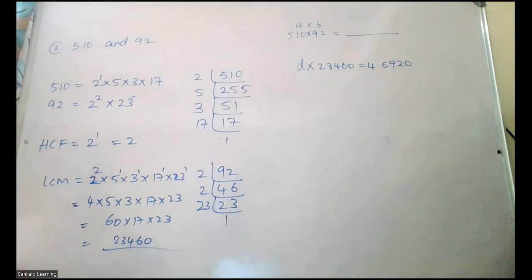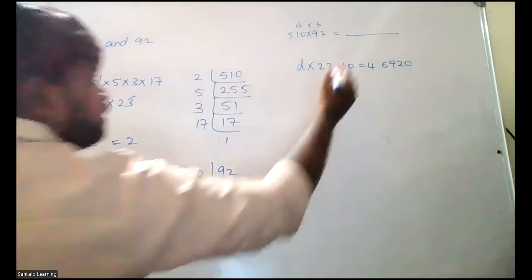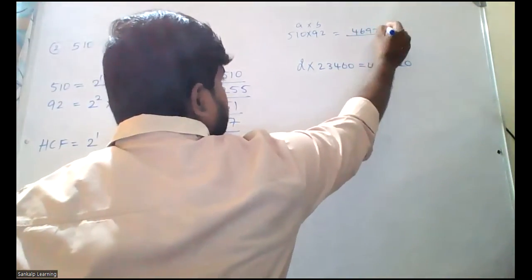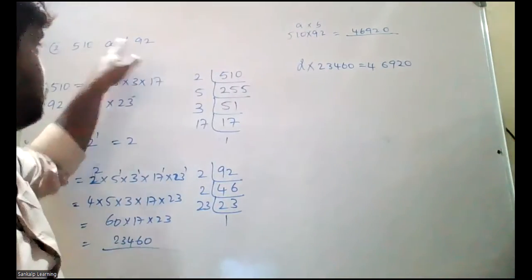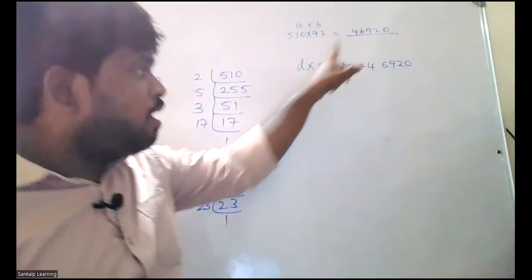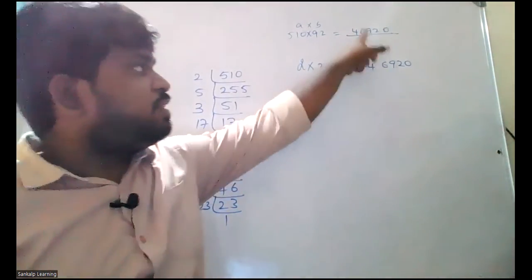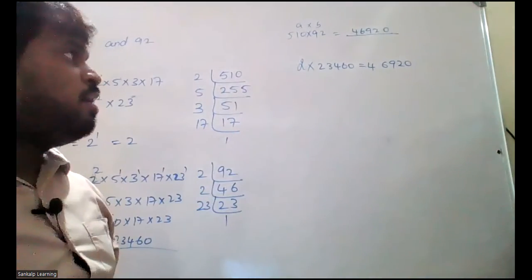Let me multiply these two things. 510 into 92. Even then we get the same thing. We have to get the same. So as I told you, the product of the numbers, you multiply, you get an answer. Multiply their HCF and LCM, you get the same answer. This is the result that we were talking about.